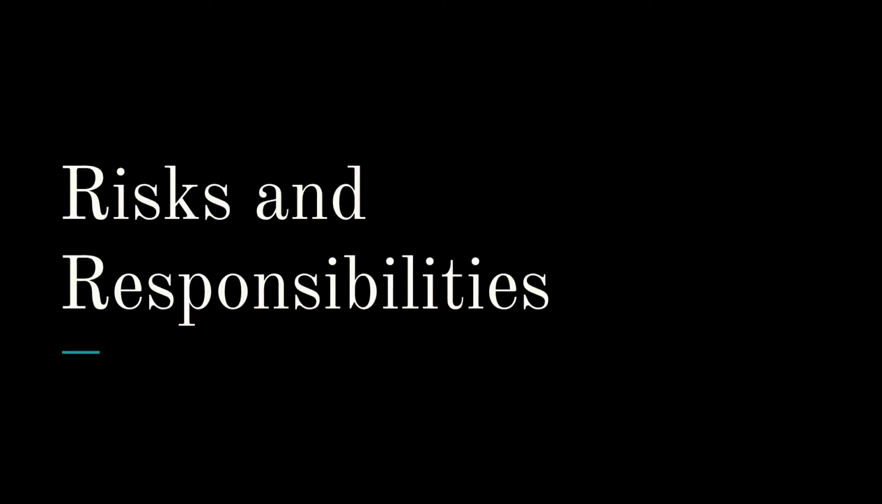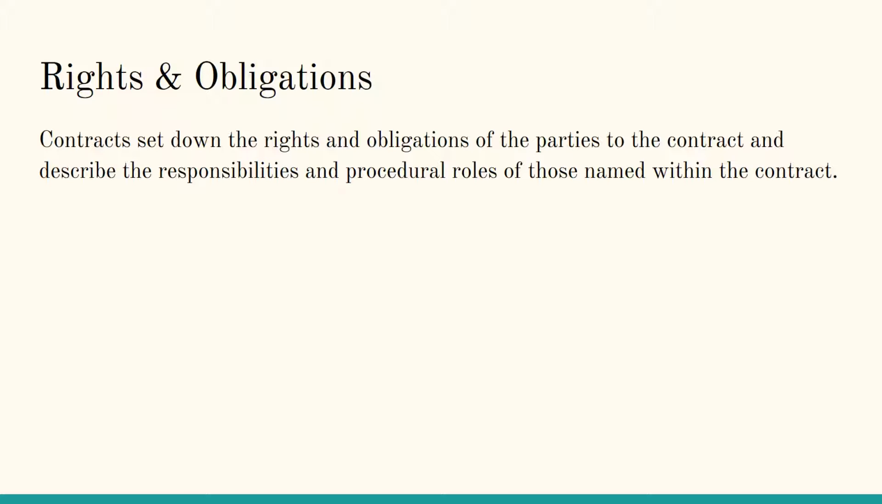Risks and responsibilities. Contracts set down the rights and obligations of the parties within the contract and describe the responsibilities and procedural roles of those named within the contract. Ideally, the allocation of risk between the parties should be based upon the following.